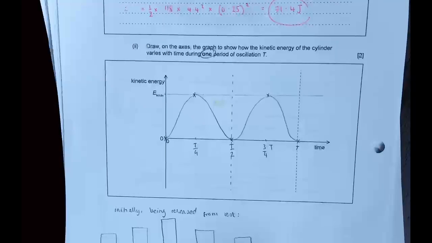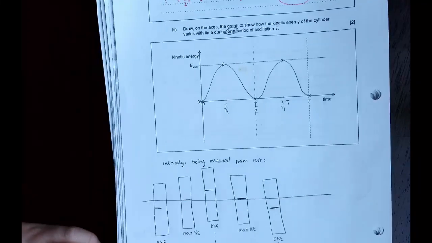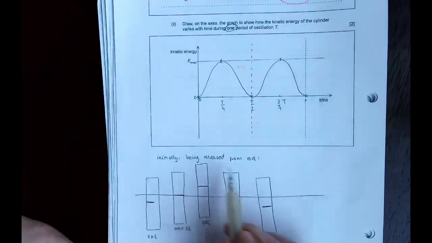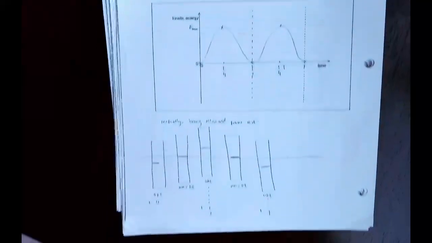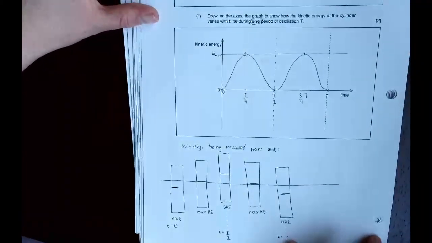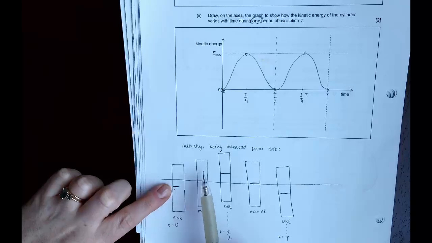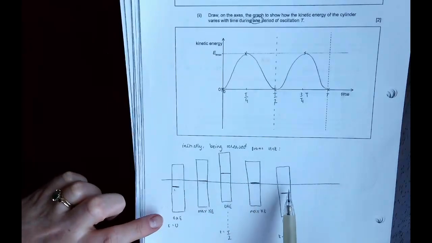In part II, it asks you then to draw on the axes the graph to show how the kinetic energy of the cylinder varies during one oscillation. So I've drawn it out at the bottom in case that's helpful. Let me see if I can fit everything in. Not quite. So we know that during one time period you get one full oscillation. So it started from being displaced below equilibrium. It's obviously going to move back to the other side of equilibrium, and then it's going to come back down.